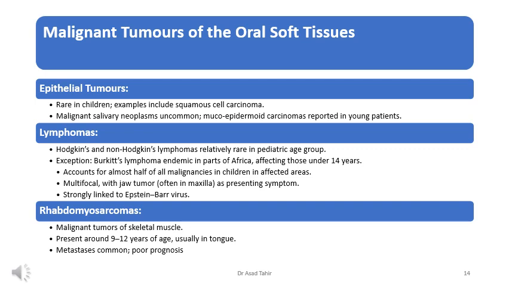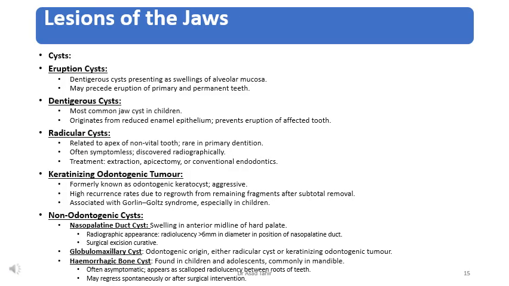Rhabdomyosarcomas: malignant tumors of skeletal muscle. Present around 9 to 12 years of age, usually in the tongue. Metastases are common, poor prognosis. Cysts. Eruption cysts: presenting as swellings of the alveolar mucosa. May precede eruption of primary and permanent teeth.